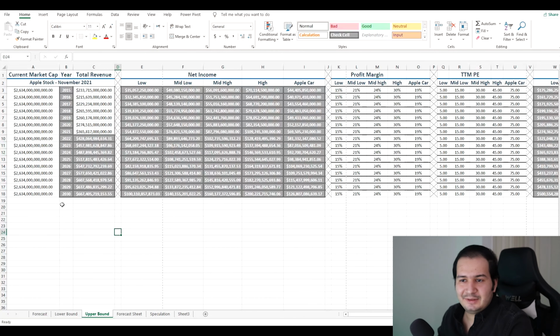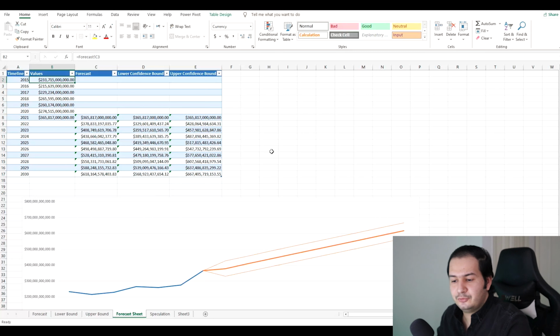Okay, so I've already entered the market cap for Apple, as you can see here: $2.634 trillion, not billion, trillion. And I've also entered the revenues from 2015 to 2021. I have used the forecast method to forecast the numbers from 2022 to 2030. Here is the forecast sheet.